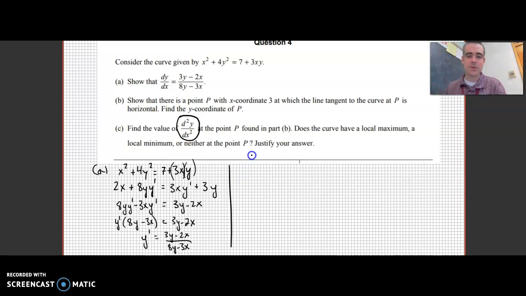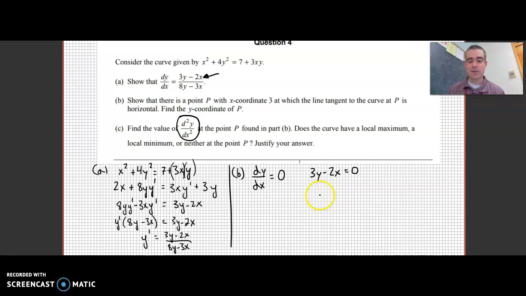For part B, you're going to show that there's a point P with an x-coordinate of 3 at which the tangent line is horizontal. This is actually easier than the problems that we did together in class. If the tangent line is horizontal, hopefully you understand that that means that dy dx must equal 0. For dy dx to equal 0, it must mean that 3y minus 2x must equal 0. That's my numerator from the dy dx.